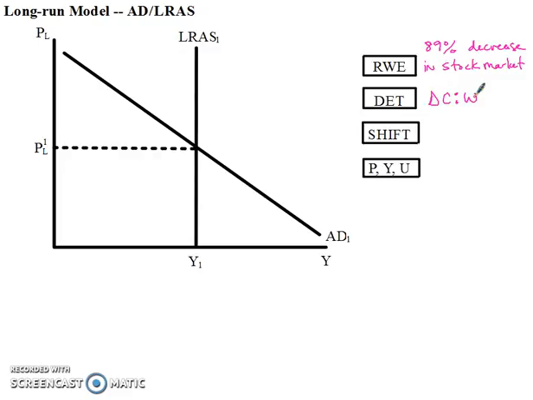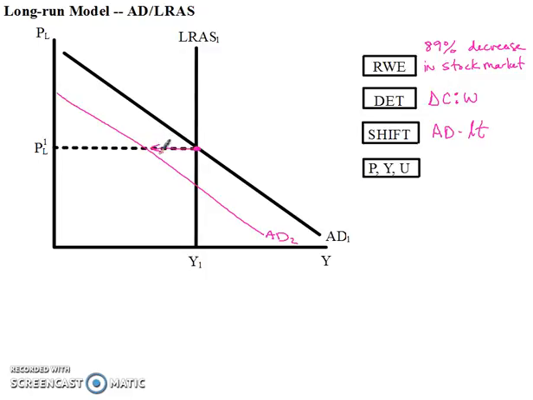When the stock market crashes, people's wealth goes down, and as a result they decrease consumption. That's going to cause the aggregate demand curve, sorry, not to shift to the right, but to shift to the left. People are going to reduce the amount of consumption they are willing to engage in, so we move from this point to this point.